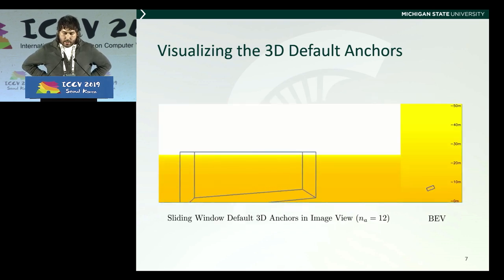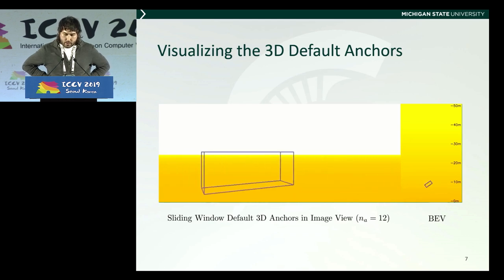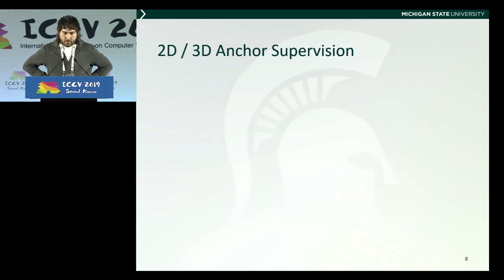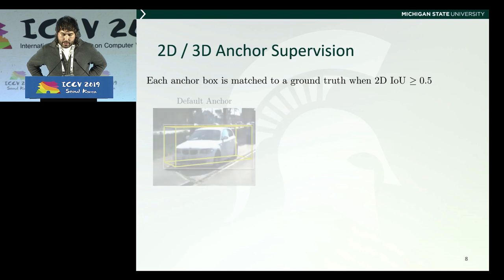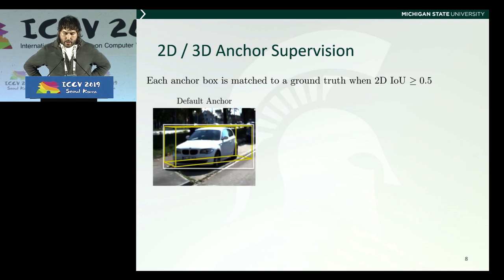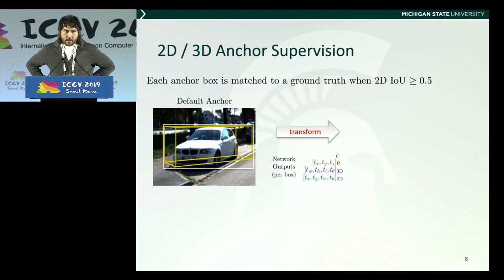On the left, we show the image view, and on the right, we show the bird's eye view. These anchors naturally act as a sliding window relative to the ground plane projection. For supervision, we follow the standard matching criteria of 0.5 IOU. Once a box has been successfully matched, we learn the transformation relative to the default anchor in order to transform the box into its target ground truth.